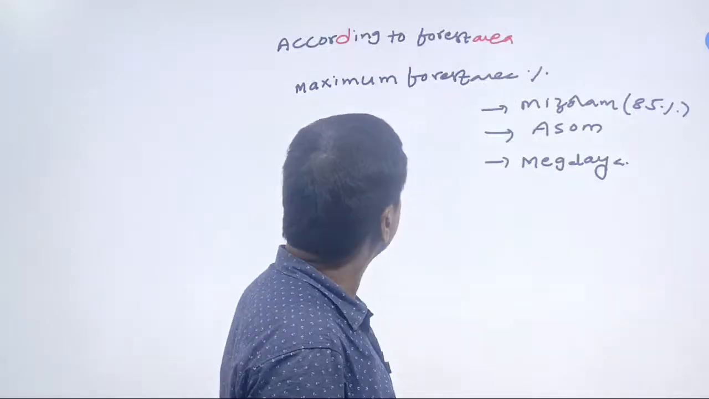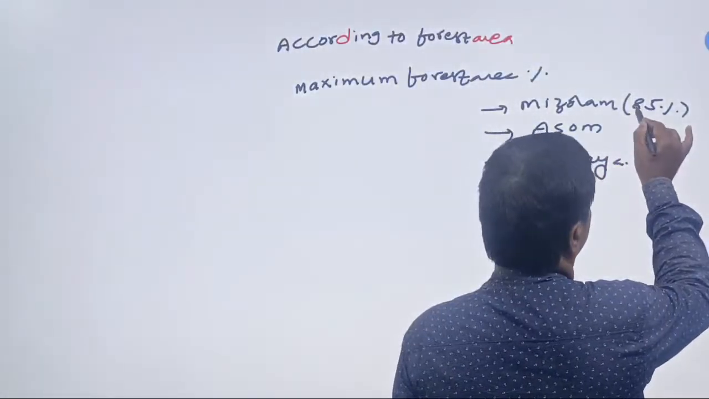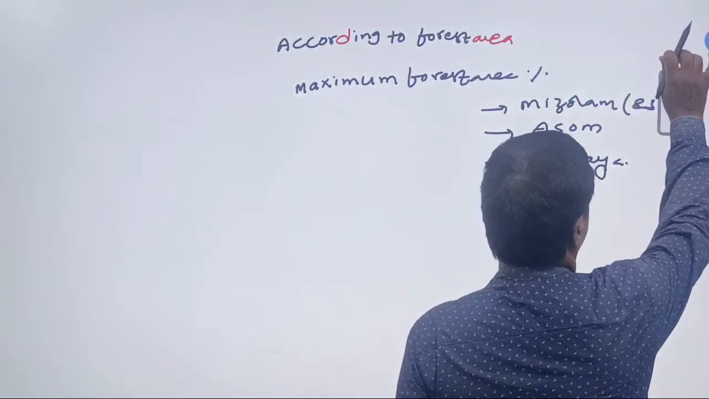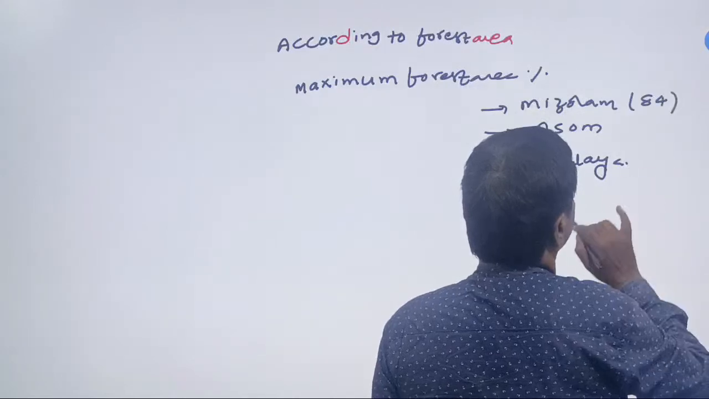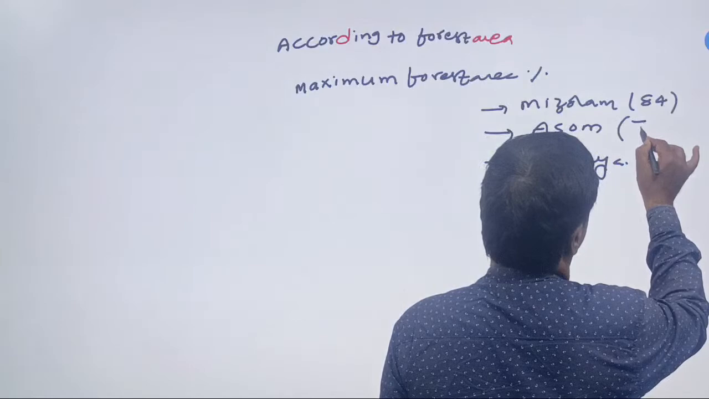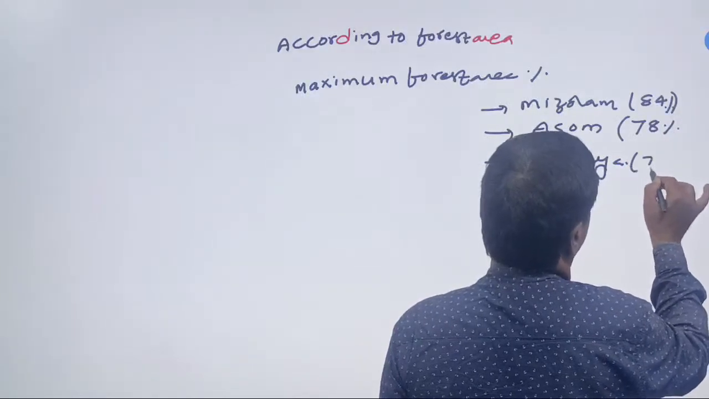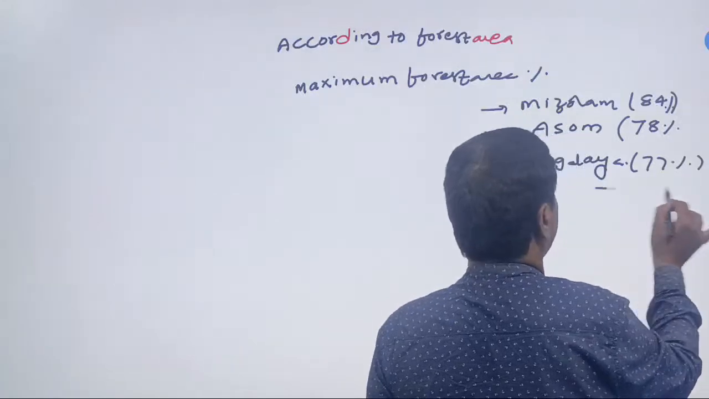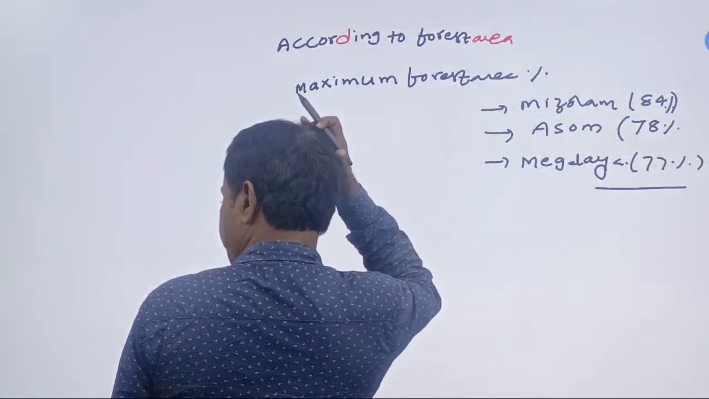Right. Maximum forest area is in Mizoram, which is 84 percent. The next is 78%, and then 77% of forest area. Right.